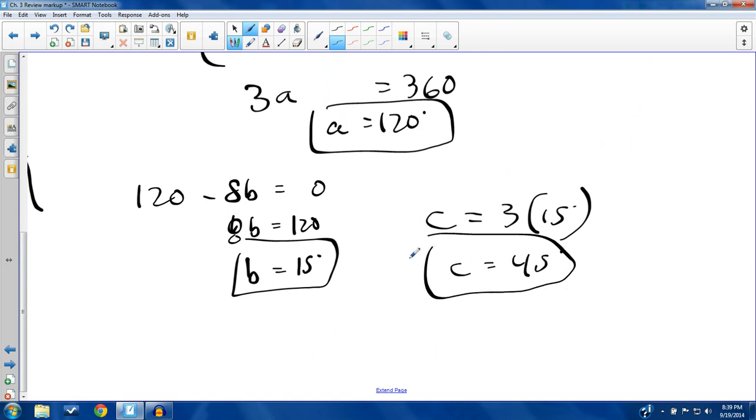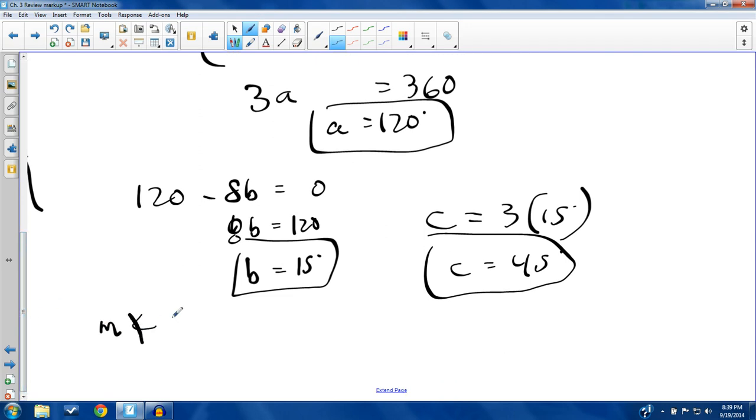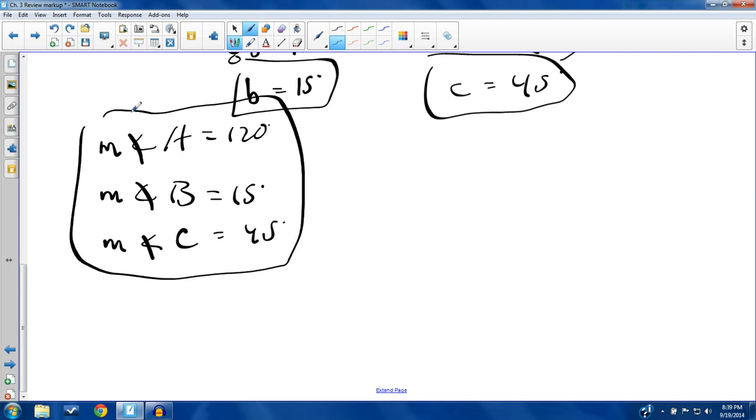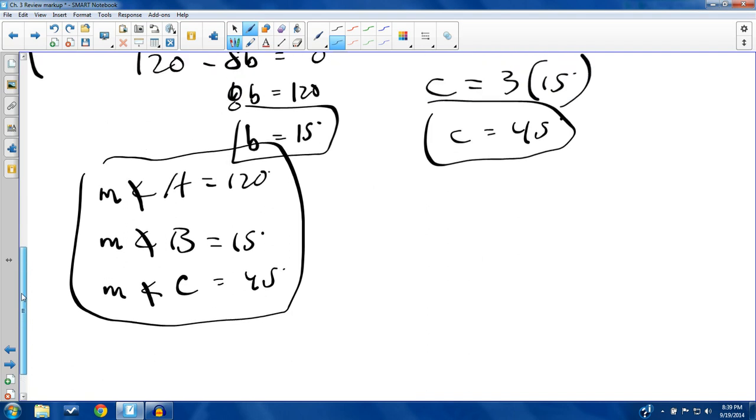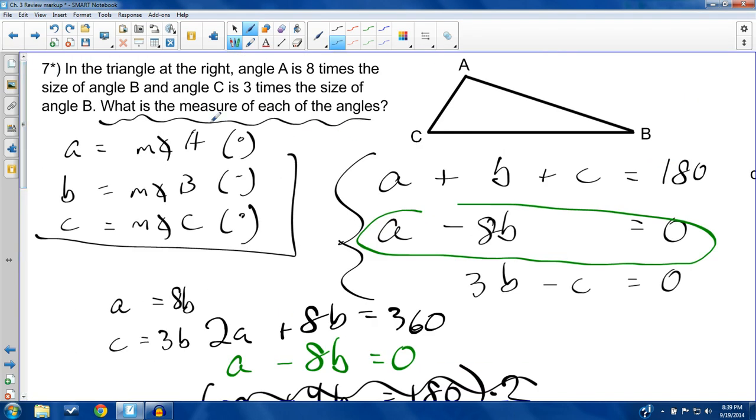So again, just going through the work, your own process is your own thing. Here, measure of angle A is 120 degrees. Measure of angle B is 15 degrees. And measure of angle C is 45 degrees. Those are your final answers. Yes, those add up to 180 degrees. I feel like I'm on the right track with that. We're good to go. So again, you're answering the question that's asked. What is the measure of each of the angles?